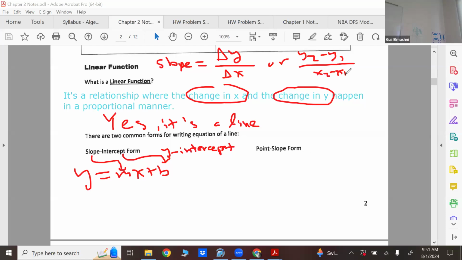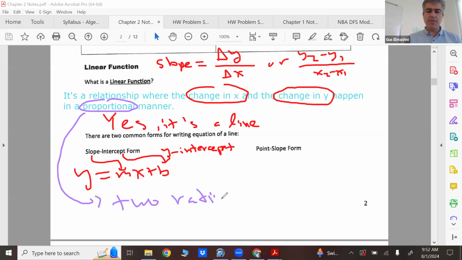That's what proportion is, right? In case you guys forgot the word proportion. A proportion is a ratio of equal values. Actually, let me write that up here. A proportion is two ratios, which are fractions of equal value. Okay. So that's what's happening here. The change in x and the change in y are always happening in the same proportion.